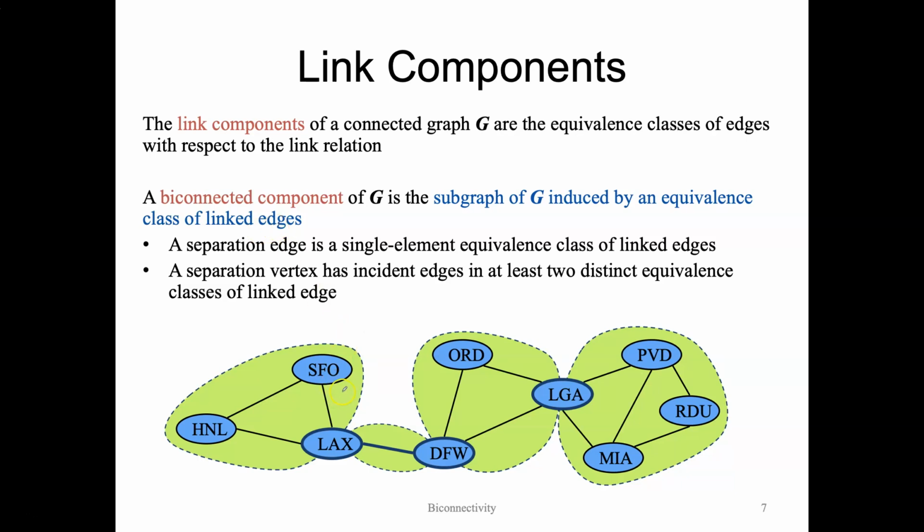Given these biconnected components now, we can find what our separation edges and vertices are, because a separation edge would be the only edge belonging to a single link component, and a separation vertex would be a vertex that has incident edges in multiple link components. So we'll see how to identify these link components in the next video. If we can find them, we can identify the biconnected components in our graph.